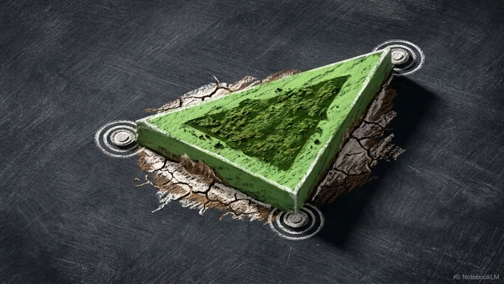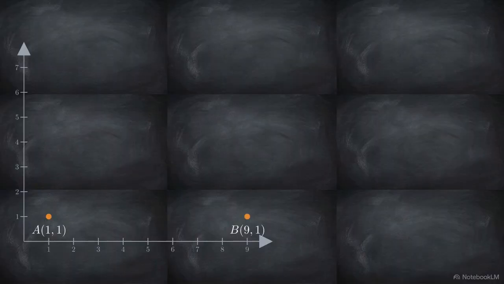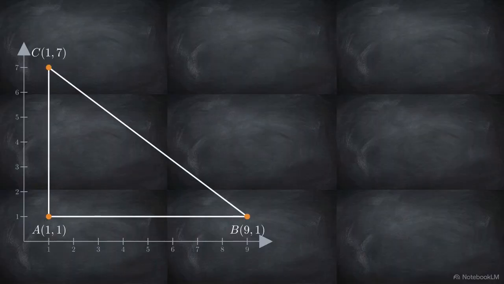Imagine a triangular plot of land that needs to be watered and fenced. This diagram maps the field's boundaries onto a coordinate plane, anchoring the corners at exact vertices, (1, 1), (9, 1), and (1, 7). Look closely at points A and C. They share the exact same x-coordinate of 1, which means the line connecting them is perfectly vertical. Points A and B share a y-coordinate of 1, making that line perfectly horizontal.